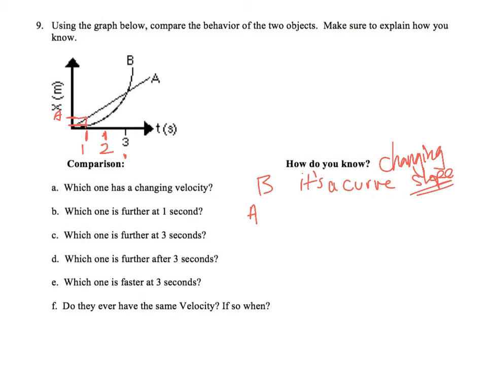How do you know? Higher on y-intercept. How about that? That's how we know. How do we know that A is further? Because it's a higher y-intercept. It's up there further. Which one is further at 3 seconds?